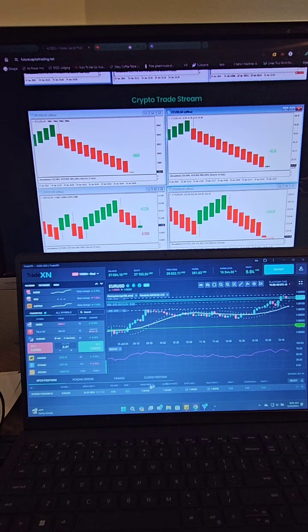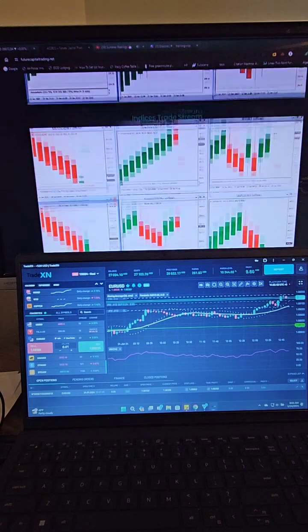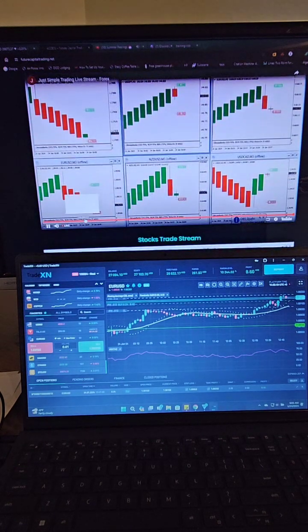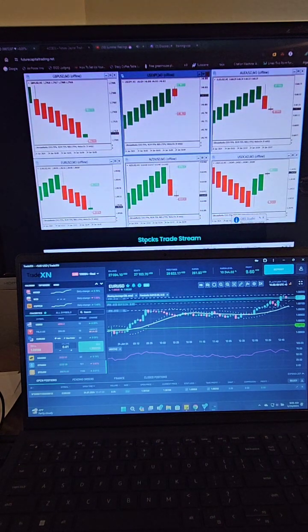All right, EUR/USD still having a pullback here. Hopefully it will reverse and continue on up. But like I always say, you never know what the market's going to do, and that's exactly why I always have that stop loss and take profit in place to protect my account all the time.